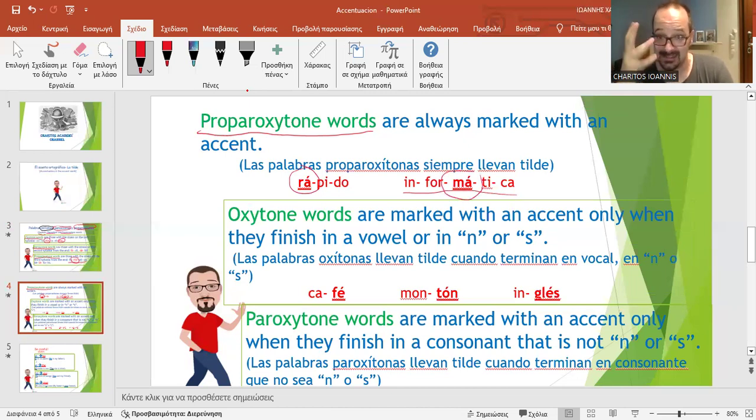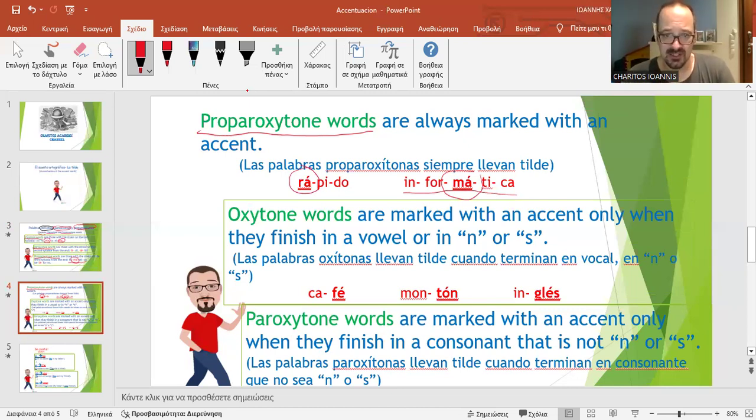Informática. So I must write the accent. So I think that proparoxytone words are the easiest as far as the accent mark is concerned.